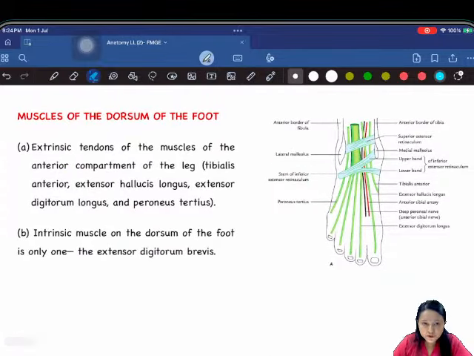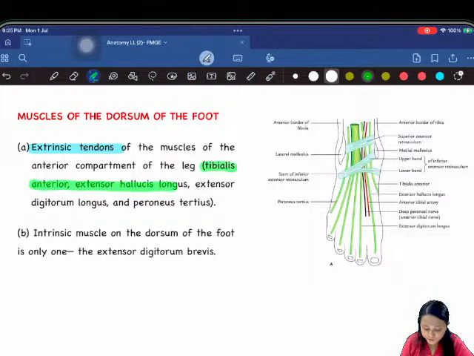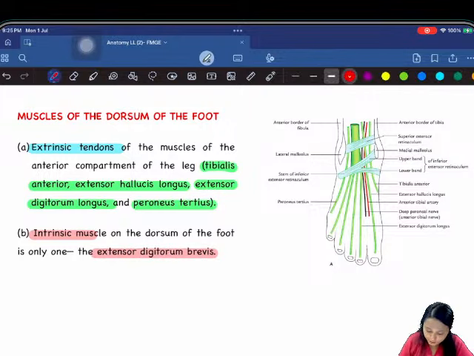Now muscles, as I have already discussed, are divided into two groups. You have the extrinsic group, and that extrinsic group are the muscles of the anterior compartment. Those are the tibialis anterior, extensor hallucis longus, extensor digitorum longus, and the peroneus tertius. And the intrinsic group on the dorsum of the foot has one muscle, that is the extensor digitorum brevis. Okay.